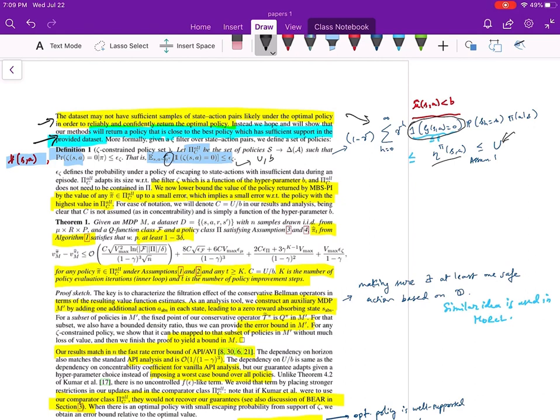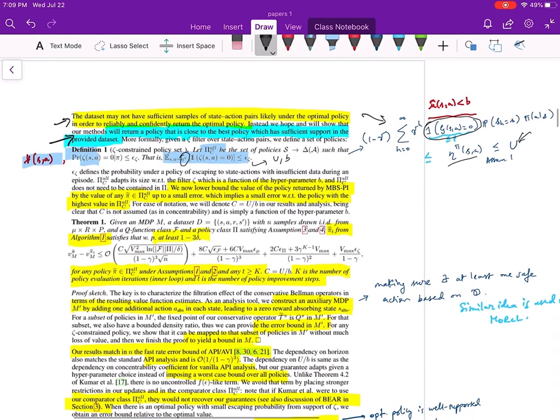So yeah, if you have some pointers towards this, please let me know in the comments. Here, I think they mention that C is equal to U or B, which is the concentrability assumption, but you have a choice of choosing B. So yeah, it's in your hands.